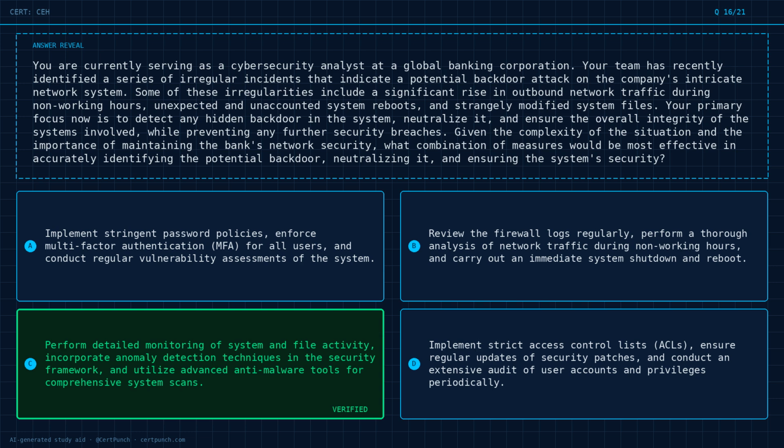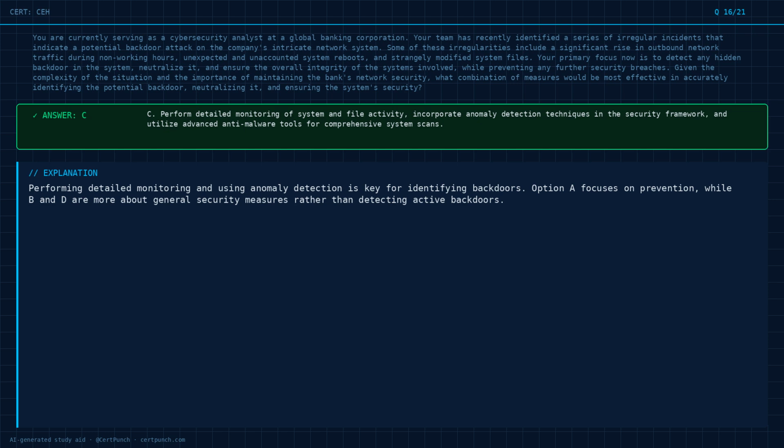The answer is Option C. Exam logic. Performing detailed monitoring and using anomaly detection is key for identifying backdoors. Option A focuses on prevention, while B and D are more about general security measures rather than detecting active backdoors.